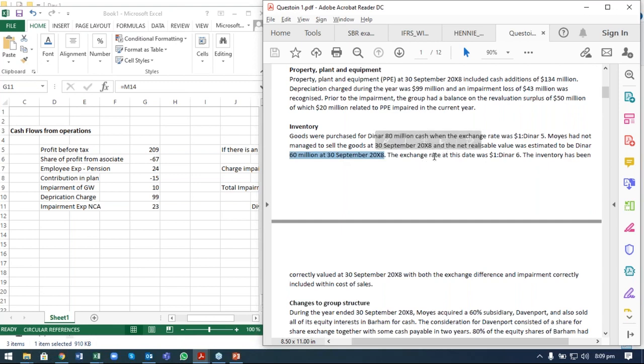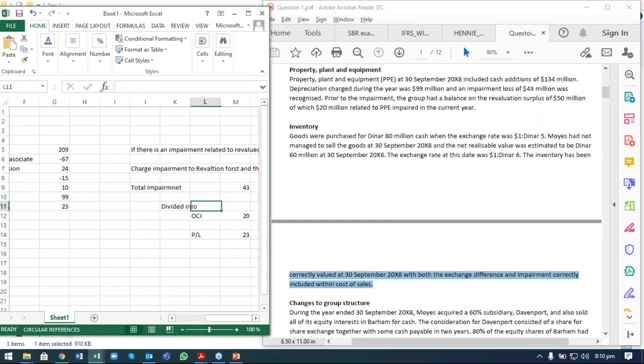The exchange rate for this date was $1 to $6. The inventory has been correctly valued at 30th September 2008 with both the exchange differences and impairment correctly included within the cost of sales. So there are two things, exchange differences and the impairment. So the examiner has confused you guys about how you're going to account for this impairment. I'm going to make another working, which you can perform within the Excel sheet or somewhere else. I'm naming it as working one.